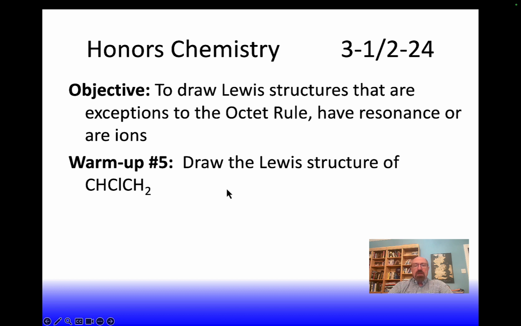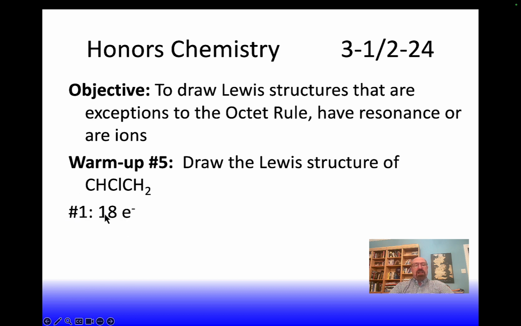So remember warm-up number 5. You probably already have this in your notes. Trying to draw the Lewis structure of this compound. Remember how things are organized when you have written like this. Carbon has the atoms after it usually attached to it. And then the next carbon has the atoms after it attached to it. So we got two centers then because we got two carbons.